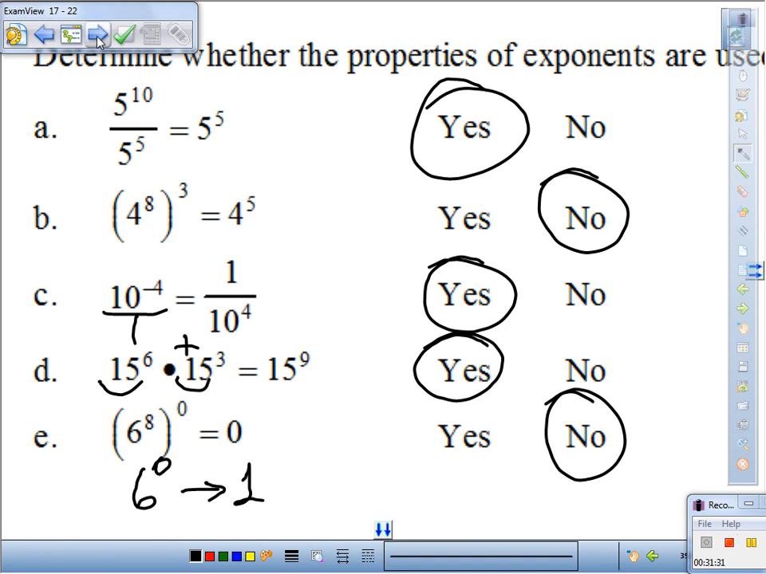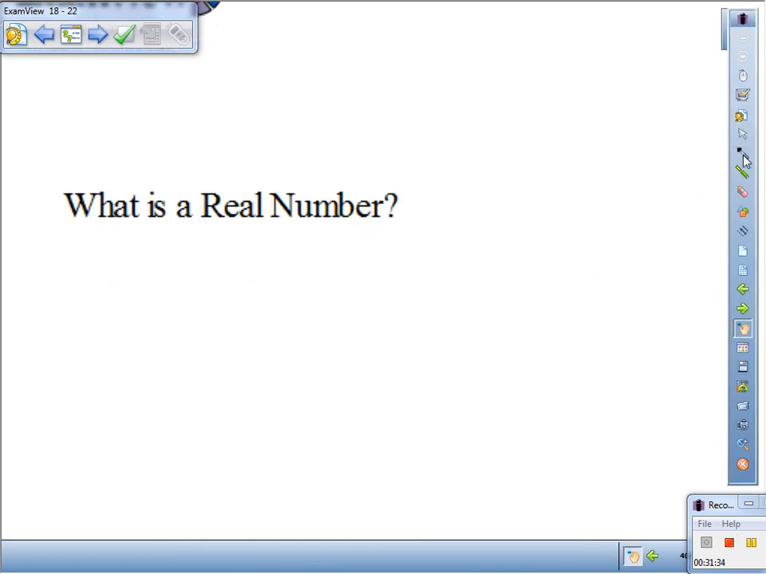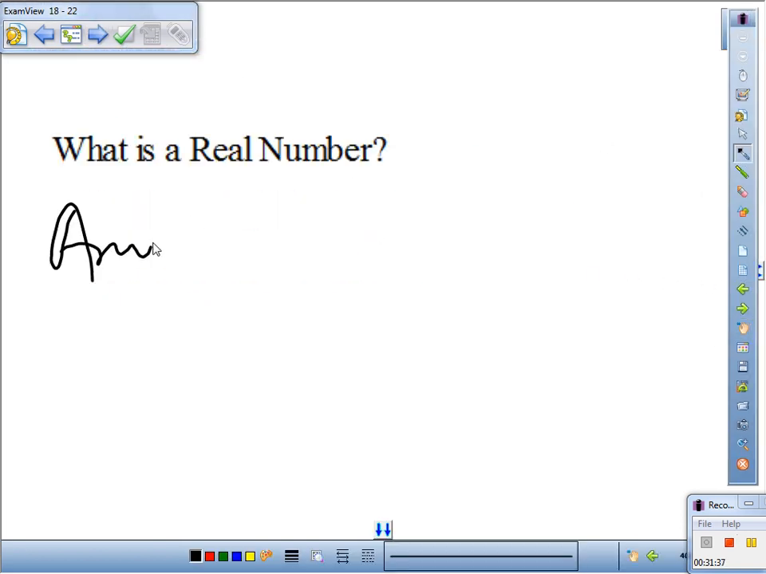All right. That was 17. Let's go to 18. Definition. Real numbers. Any number. Can we write it down? No, you should have it. You guys should have this, right?